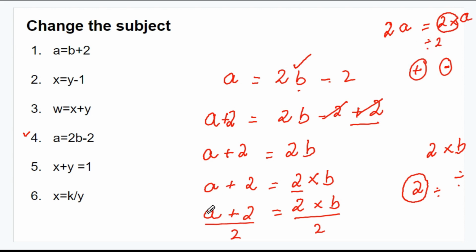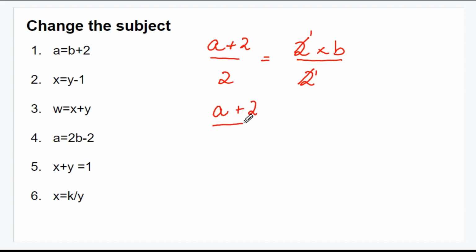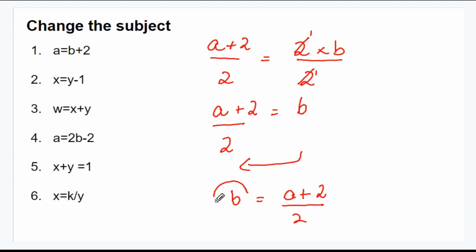Okay, so now we are left with (a plus 2) divided by 2 equals 2 times b divided by 2. Now look at here, can I cancel this 2 with 2? Yes, because 2 times 1 is 2 and 2 times 1 is 2. Now what I'm left with is (a plus 2) divided by 2 equals 1 times b, which means b. So now let's change their sides. b equals (a plus 2) over 2. Now b has been changed into your subject.